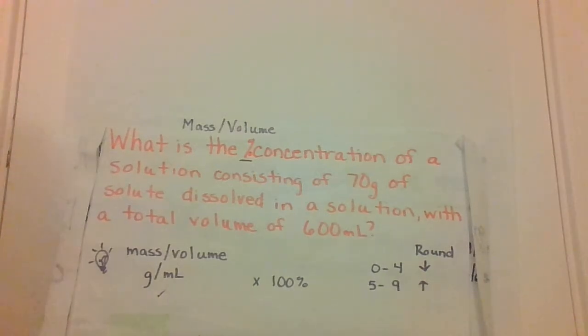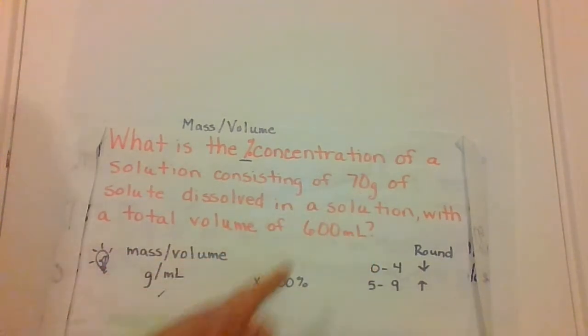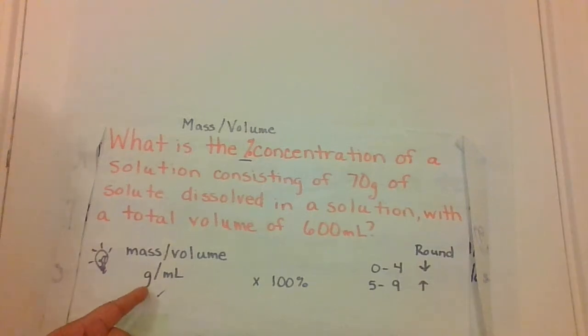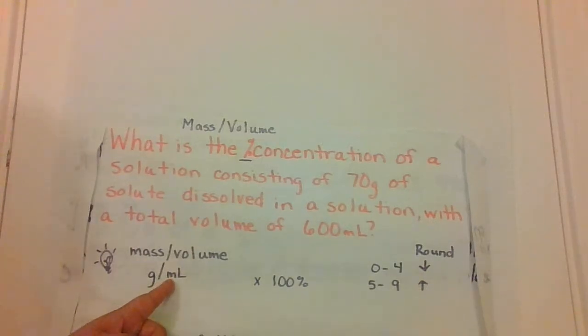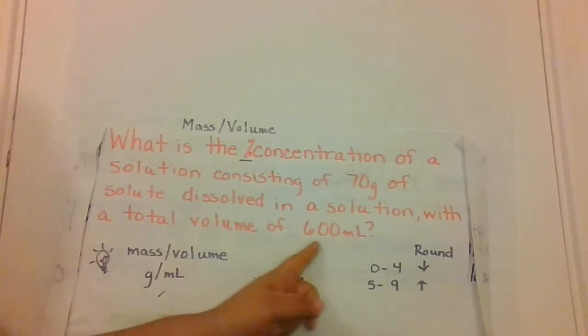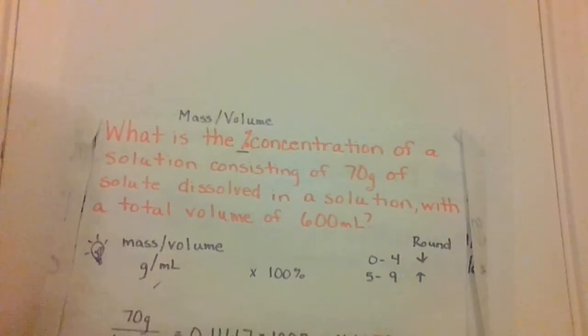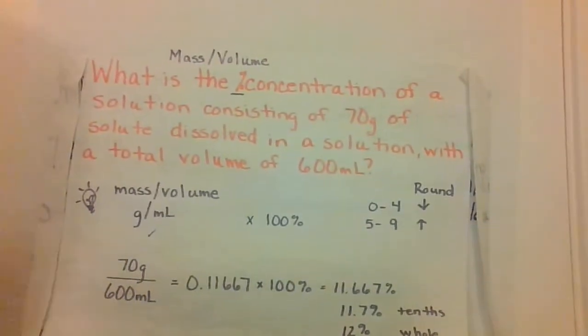So for this particular problem, we would take a couple of notes. Do we have a mass? And if so, what is that mass? For this problem, we have 70 grams. So it's already in the mass unit necessary to solve this problem. We also need a volume in mLs. And if we read through the problem, we see that we have a total volume of 600 mLs. So we simply take that information and plug it into our equation.